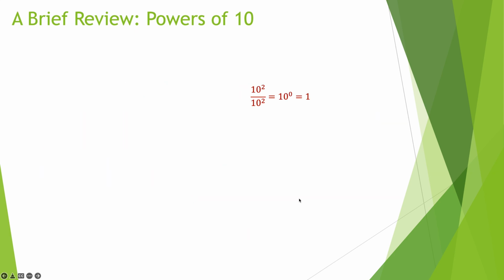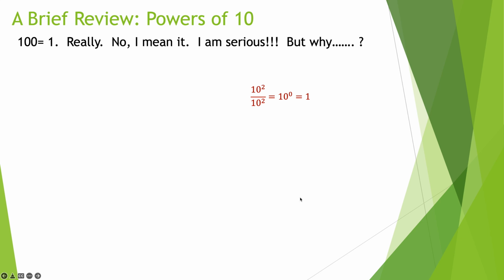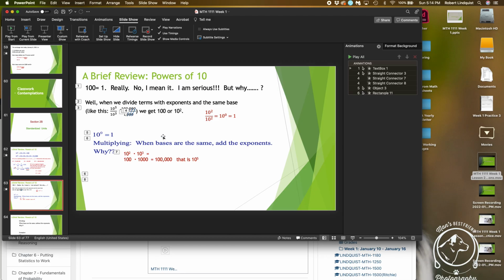So the next thing we want to consider is, that shouldn't say 100. That should say 10 to the 0 is 1. I don't know why that says 100. Let me correct that real quick. I can't believe it says it. Ready?